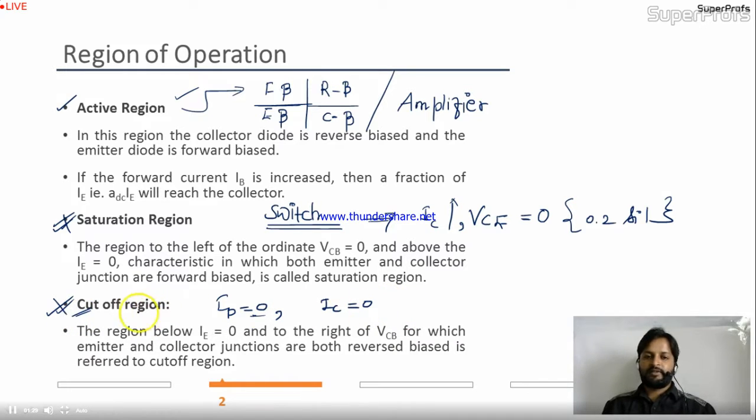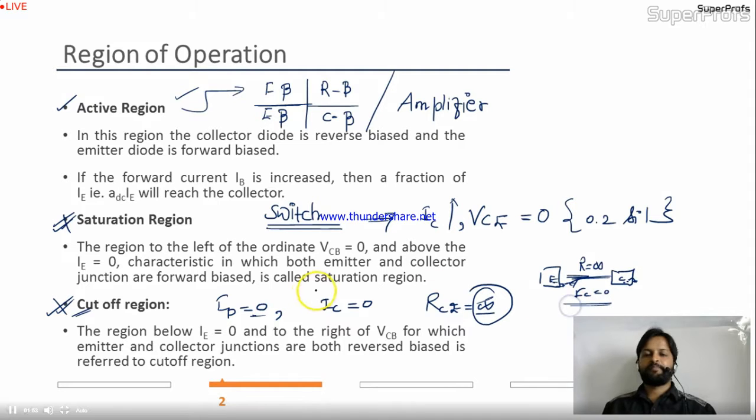So cutoff means RCE is infinity. The resistance between emitter and collector becomes very high. So this is the cutoff region. If resistance is very high over here, it means these two terminals of the BJT are open circuit, so there will be 0 current. Is it okay?